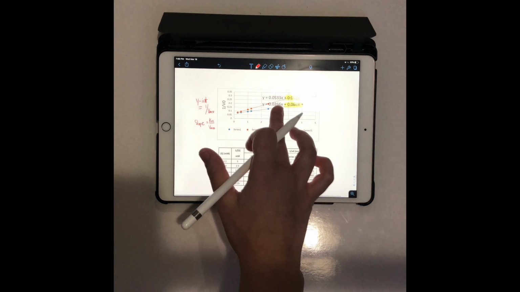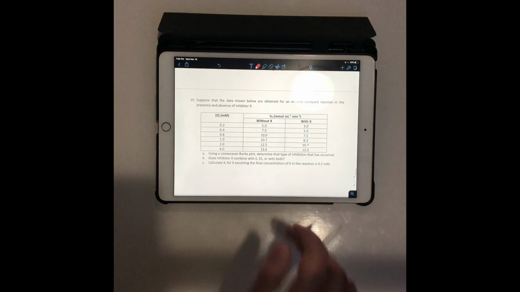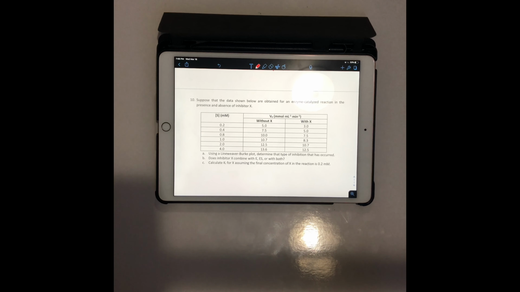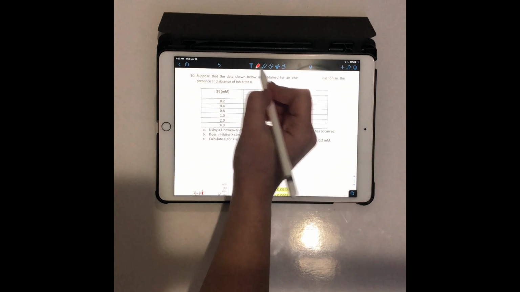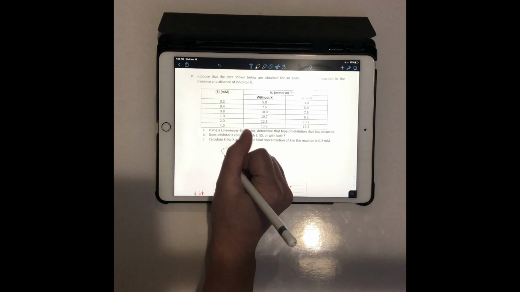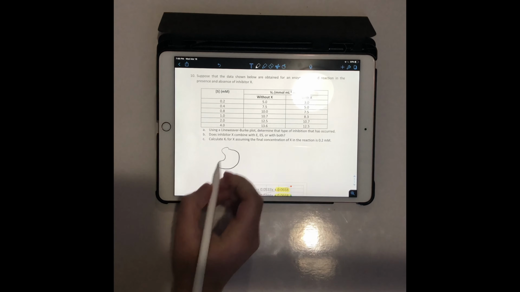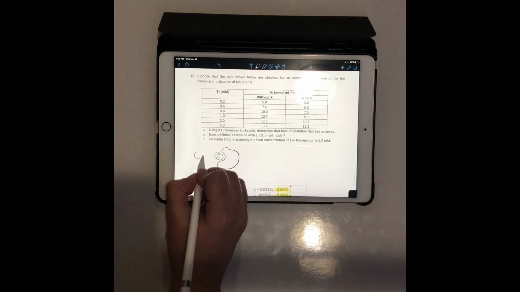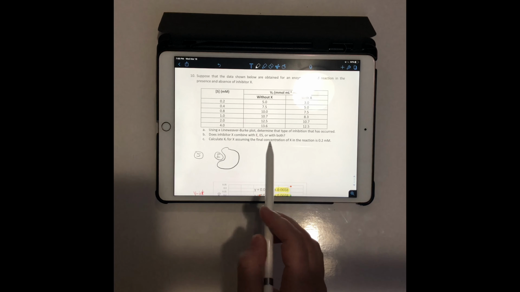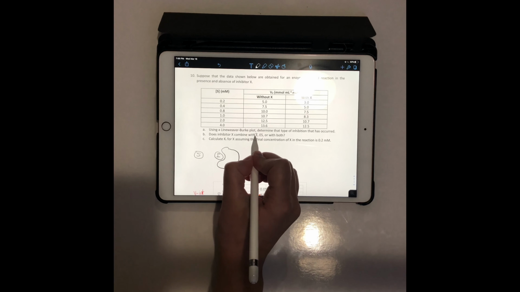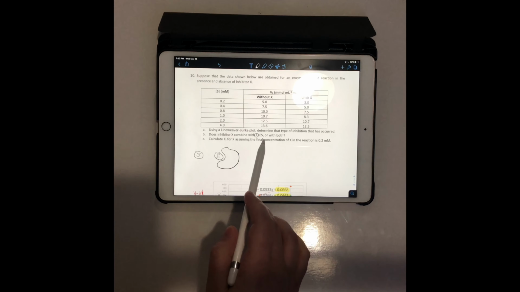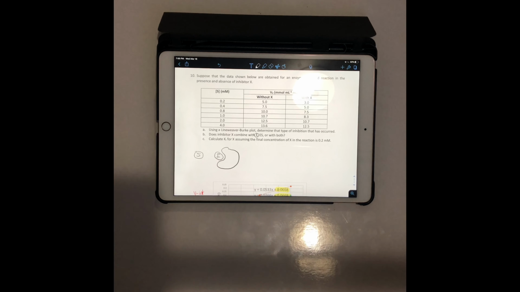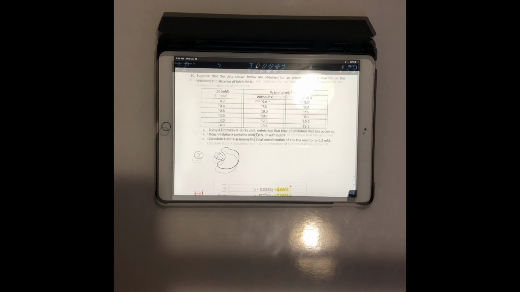Now if we go back to the original question, 10b asks, does the inhibitor X combine with the enzyme, substrate, or with both? So if we remind ourselves about competitive inhibition again, we have our enzyme and we have one binding site, which the inhibitor will bind to, and the substrate won't bind. So the inhibitor will bind with the enzyme, not with the enzyme substrate complex. That only occurs in uncompetitive or mixed inhibition.